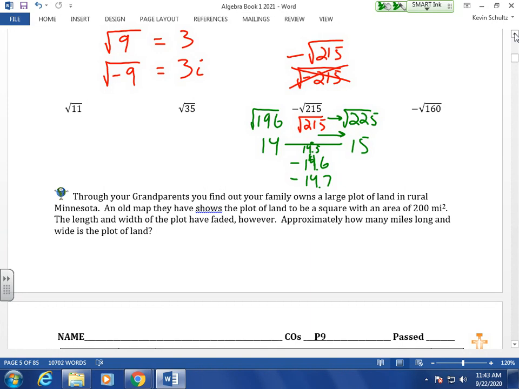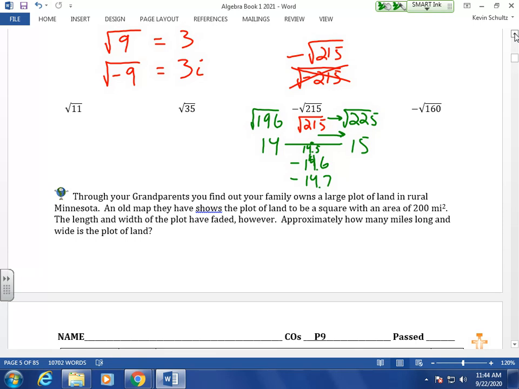Okay, so these 8 columns are on homework. The 8 that you have here are for homework as well as the real world application down at the bottom here. It says, through your grandparents, you find out your family owns a large plot of land in rural Minnesota. An old map they have shows the plot of land to be a square with an area of 200 square miles. The length and width of the plot have faded because the map is old. Approximately how many miles long and wide is the plot of land?